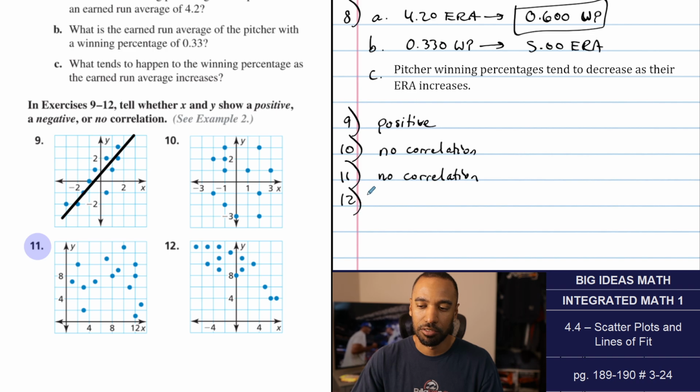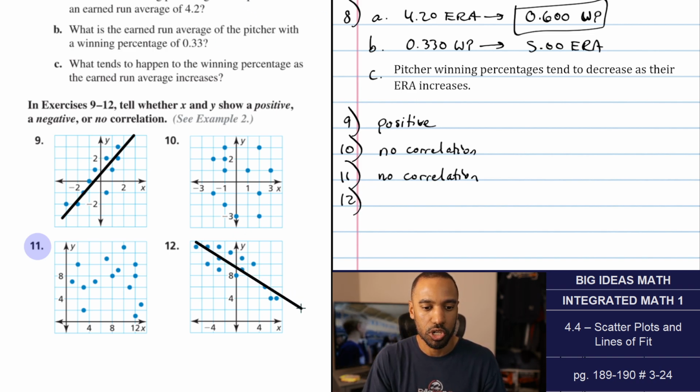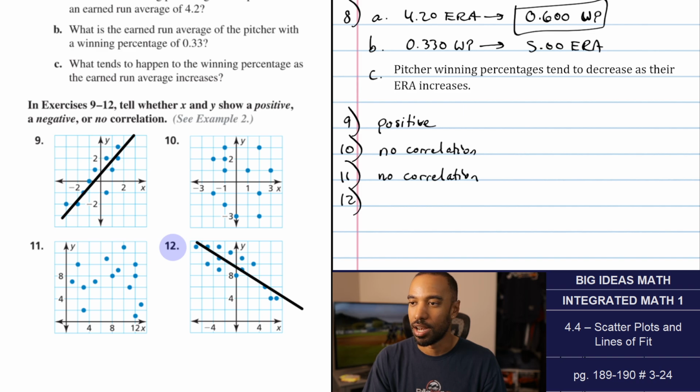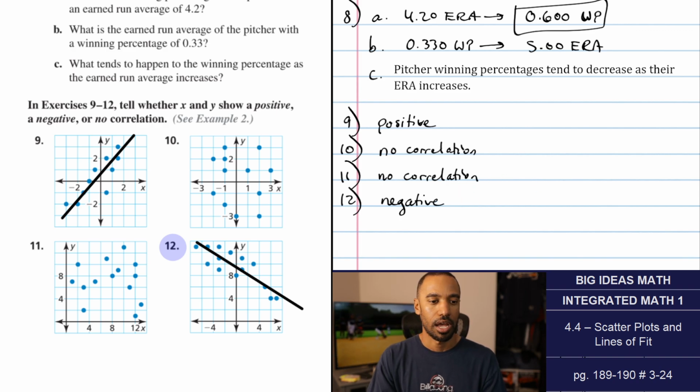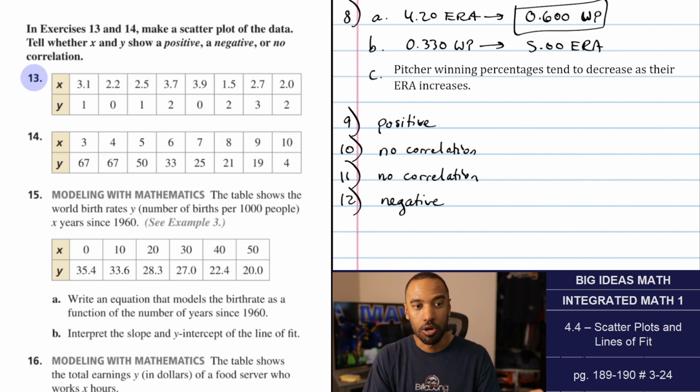And number 12, not the strongest of negative correlations, but it truly shows a negative trend through this. Did I draw the best trend line? No. But it's showing one that's negative, with the negative slope. Just like the ERA one, with winning percentage. Okay. Halfway home. Numbers 13.